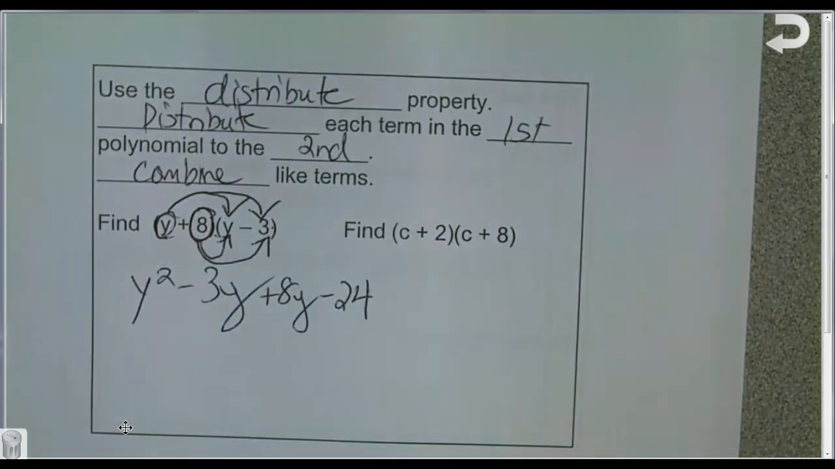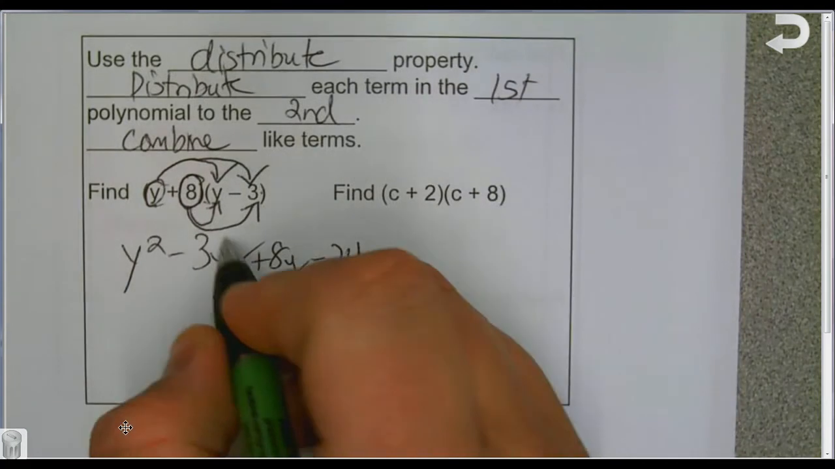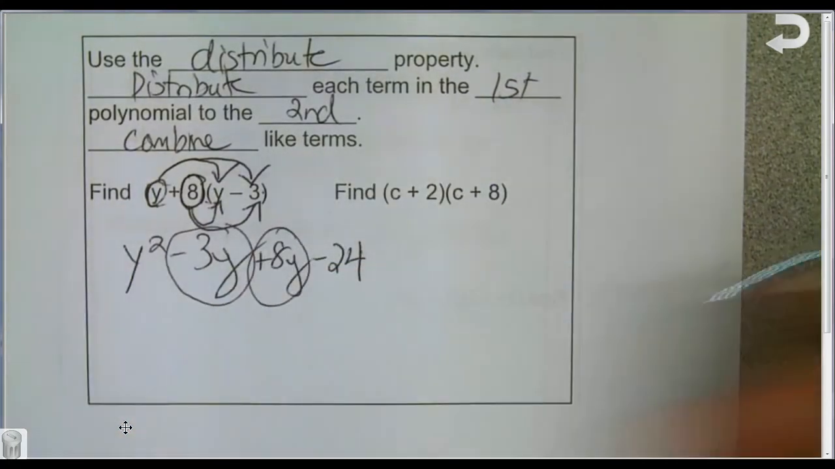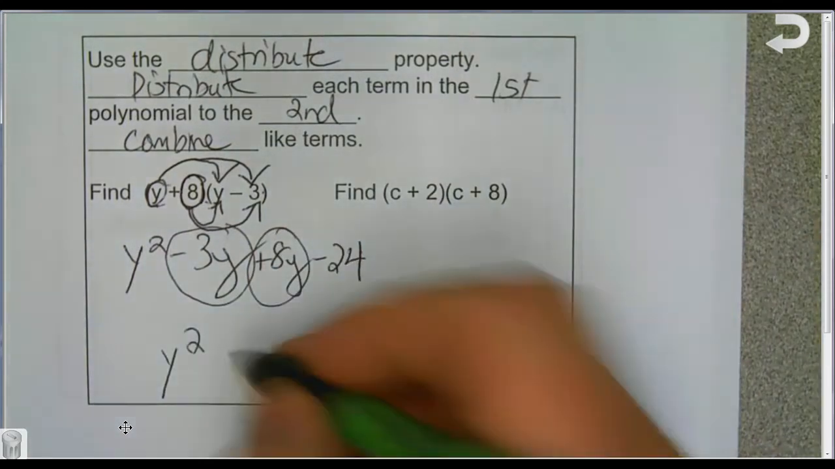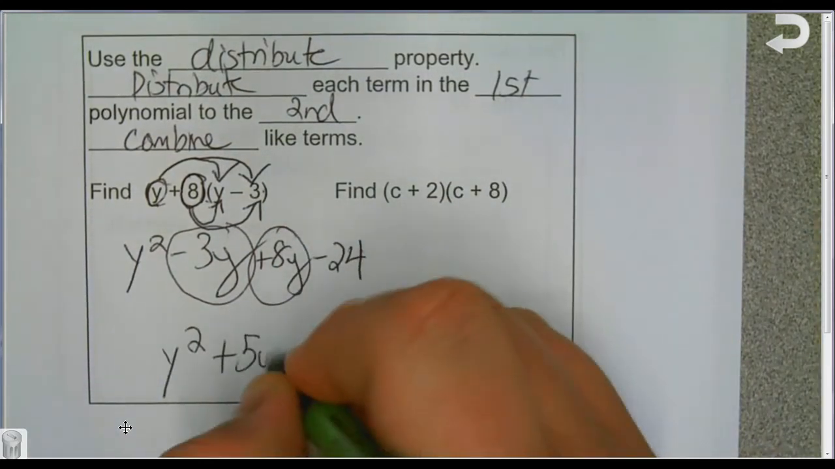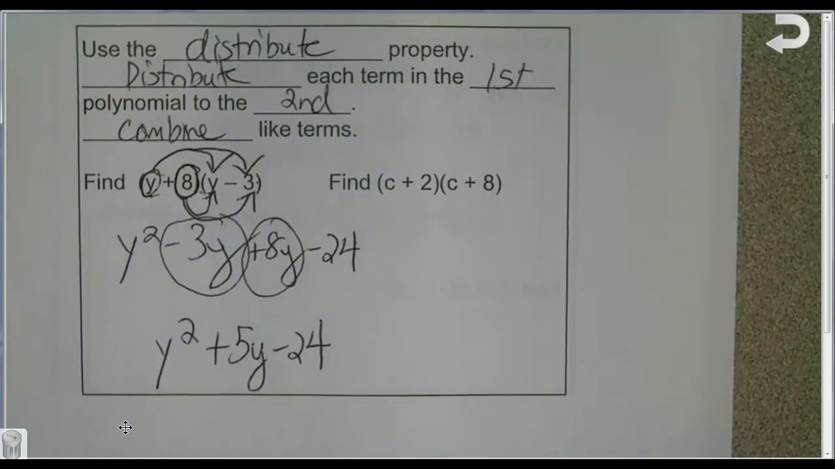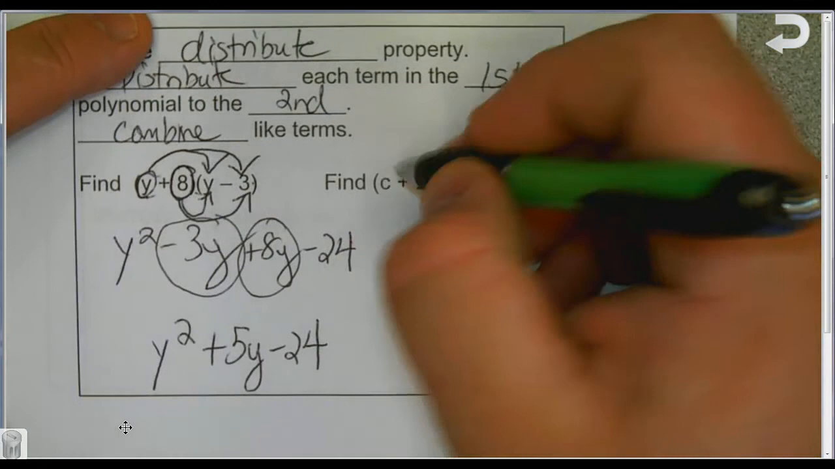So now I have to decide what are my like terms in this expression. Well, it's negative 3y and positive 8y. So I rewrite, using the rules we learned earlier in the week, y squared plus 5y minus 24. And that's our final answer. Just to make sure you guys understand it a little, again, we're going to do it here.